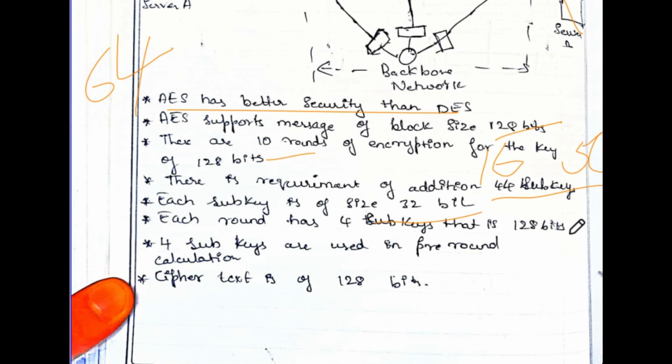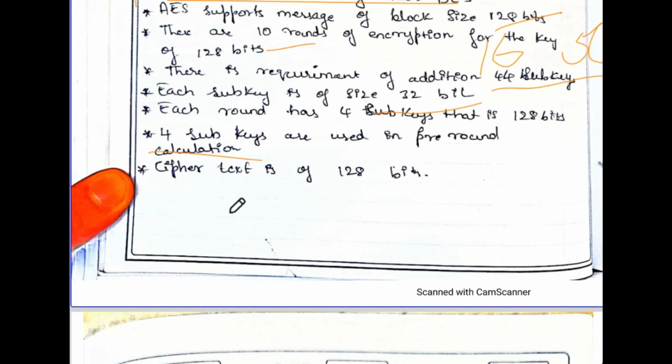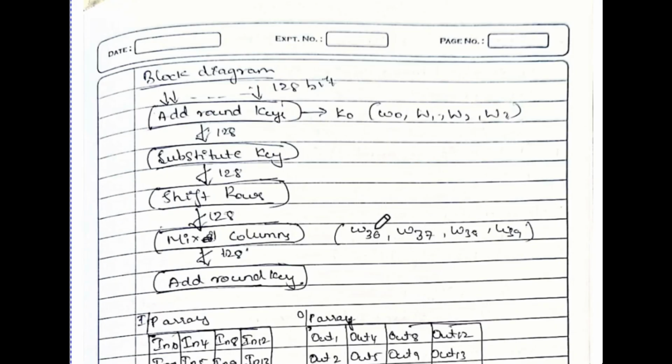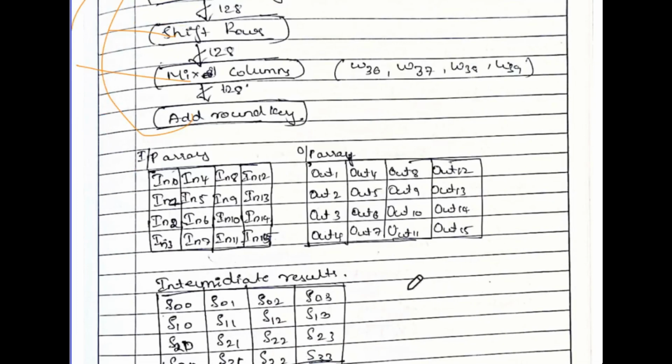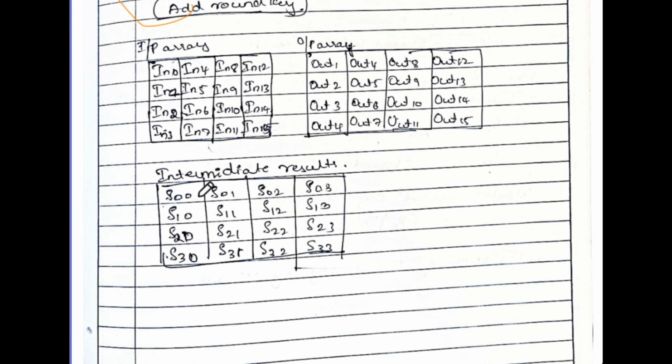Each round has 4 subkeys, that is 128 bits. 4 subkeys are used in the pre-round calculation. So for each round, 4 subkeys are used. The ciphertext is 128 bits. This diagram is also very important: a block diagram with add round key, substitute bytes, shift rows, mix columns. It is also easy, you can see it one time. Input arrays, output arrays, intermediate result.